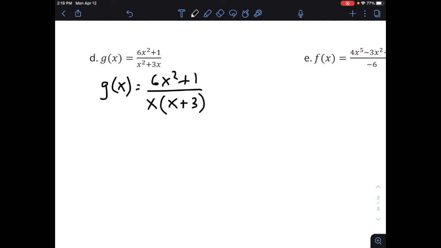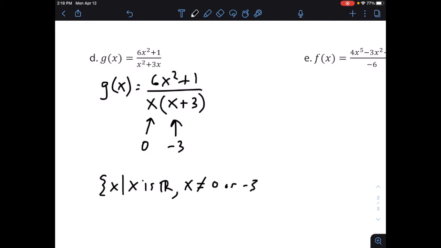And in this case, there are two numbers that I need to exclude because I could plug a 0 in here and make the denominator 0, or I could plug a -3 in here to make the denominator 0. So my domain is going to be all real numbers. So x such that x is real, but then x not equal to 0 or -3. Oops, let me write the word or in there. Okay, so that one was a little bit different because instead of factoring a trinomial into two binomials, all we had to do was factor the denominator using GCF, or greatest common factor.